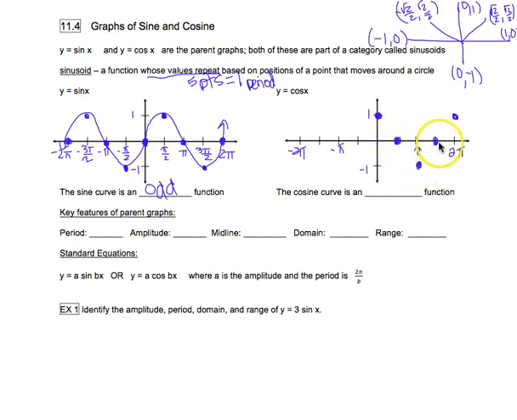1, 2, 3, 4, 5 points for one full period of the graph or one full cycle. And the pattern would continue on the other side because we're just moving around the circle.